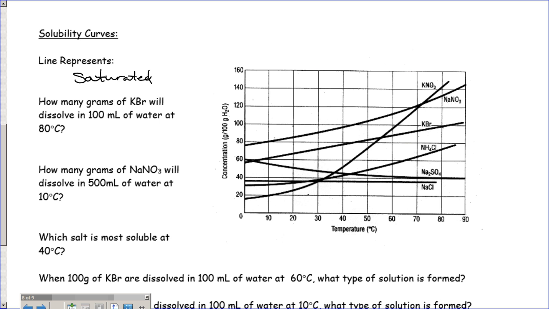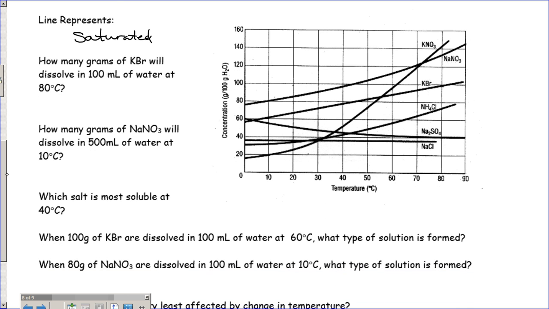So let's answer a couple of questions about the solubility curve. We can see that this says how many grams of potassium bromide will dissolve in 100 milliliters of water at 80 degrees Celsius. What's important for you to look at is that they're asking about 100 milliliters of water. You need to look at the label on the axis of your graph. This graph happens to be in grams of solute per 100 grams of water. And remember that 100 grams of water is 100 milliliters.